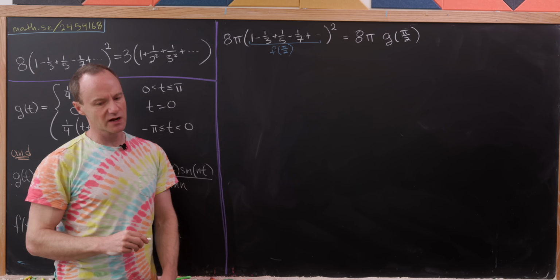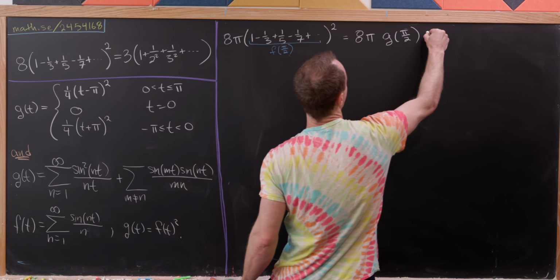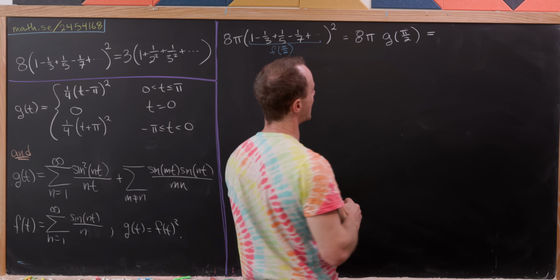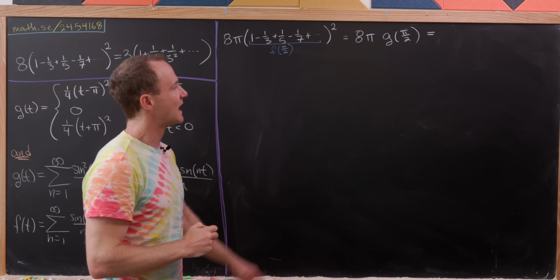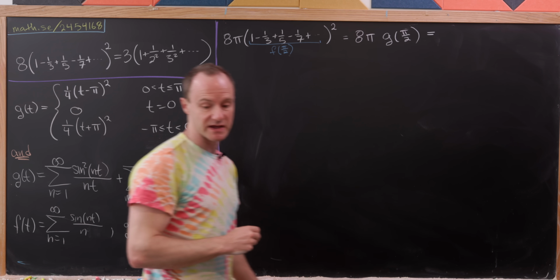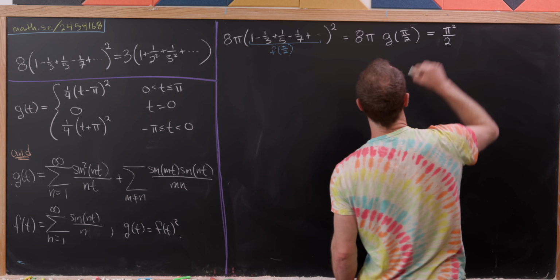But now here comes kind of a crazy place, and that is now we are going to evaluate g using this piecewise definition over here, and then multiply it by 8 pi. And you'll see what we get in that case is pi cubed over 2.